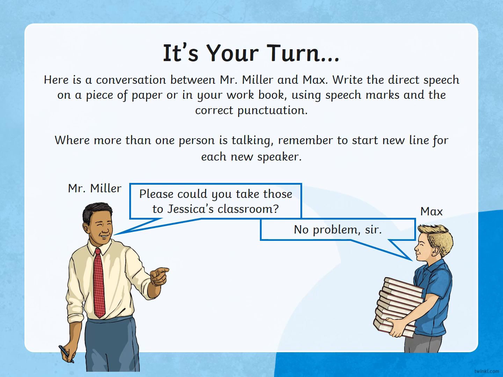And another one that you can practice with, here is a conversation between Mr. Miller on the left and Max, who is on the right. Write the direct speech on a piece of paper or in your workbook using speech marks and the correct punctuation. Where more than one person is talking, so in our case there are two, we've got Max and Mr. Miller, remember to start a new line for each new speaker. So every time somebody different speaks, you start that speech on a new line.